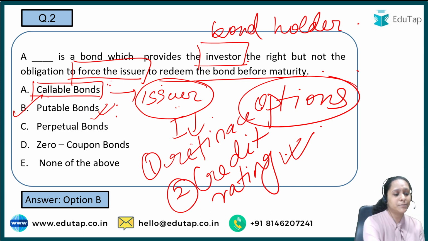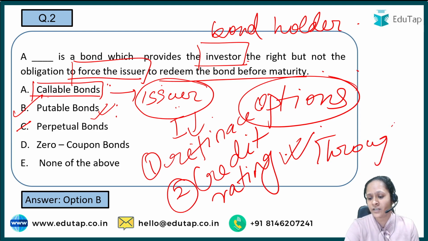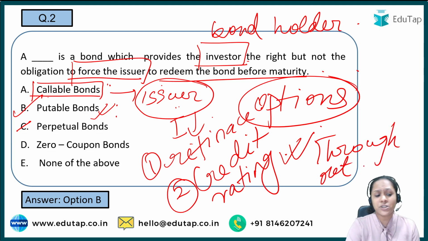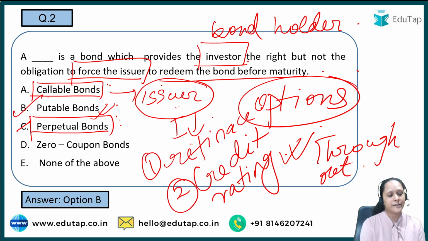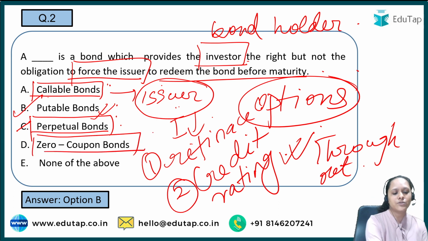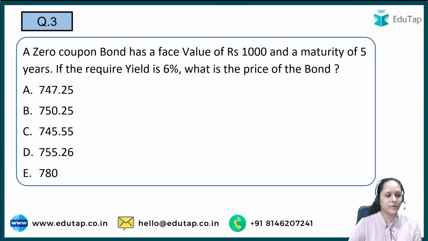Now what are perpetual bonds? Perpetual bonds are nothing but those bonds which pay you coupon payments throughout the life. Okay? The term perpetuity itself means payments which you receive throughout the life. And what are zero coupon bonds? Again, those bonds which do not make coupon payments, and you get the face value at the end of maturity. Now moving to the next question.